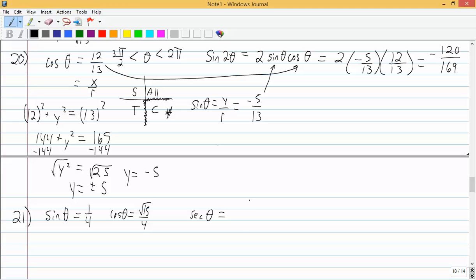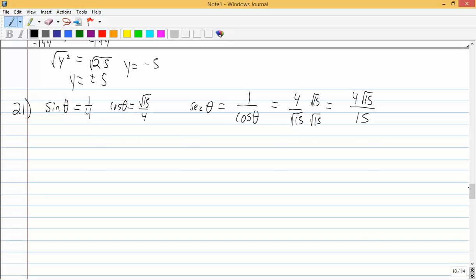Remember, secant is 1 divided by cosine. So if we take the answer for cosine and flip it, we have the answer for secant. So in this problem, that's equal to 4 over the square root of 15. Then rationalize. So that's 4 square roots of 15 over 15. That's the answer.